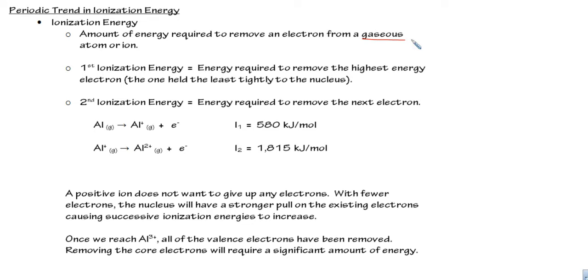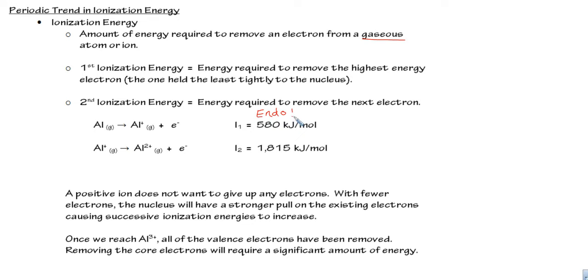And again, it's not typical that we would see aluminum in the gas phase, but ionization energy is measured for that atom or ion in the gas phase. Now you might notice this, when we look at ionization energies, they will be positive values because they are endothermic. It's energy that must be added to remove an electron.